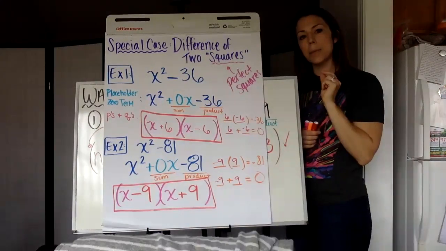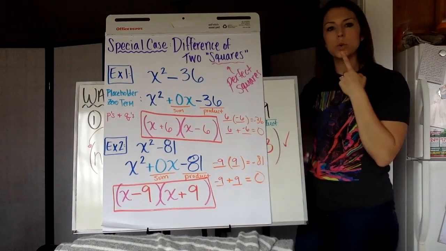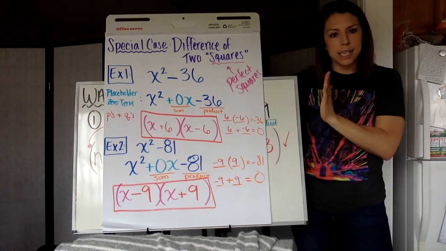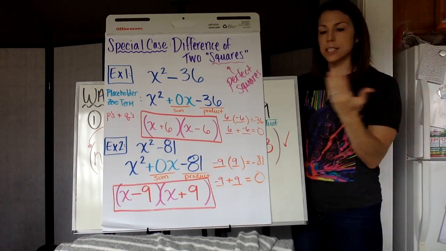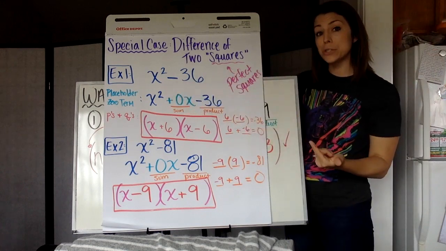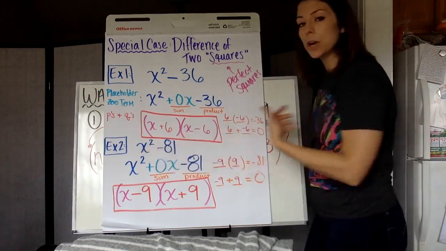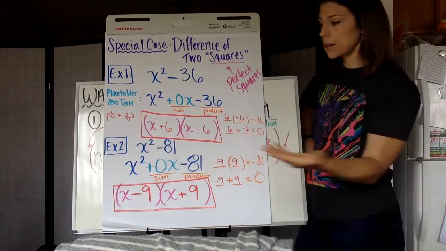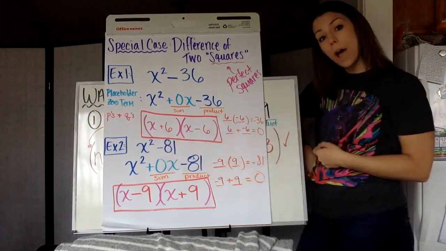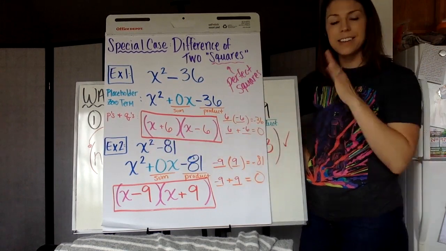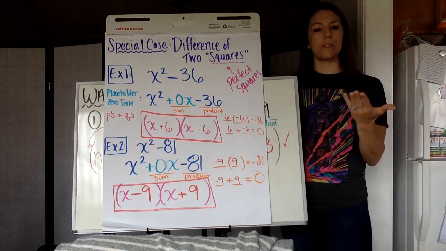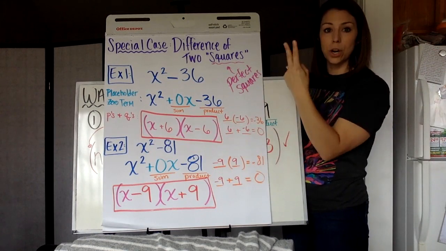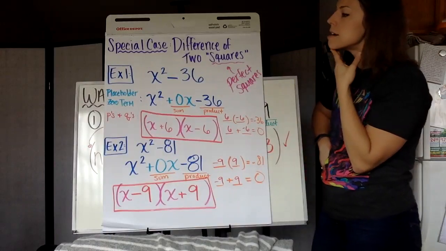Is 36 a perfect square? Can you have a square with an area of 36? Yeah, 6 times 6 is 36. Both of these are perfect squares. Let's look here. Is x squared a perfect square? We've already established that. Yeah, x times x is x squared. This is a perfect square. Is 81 a perfect square? Yeah, 9 by 9 would make a perfect square of 81. So not only are these differences, 2 terms, both of the terms are perfect squares.